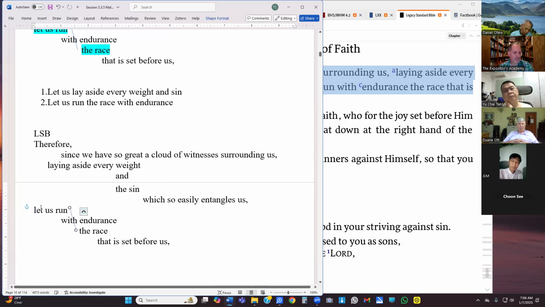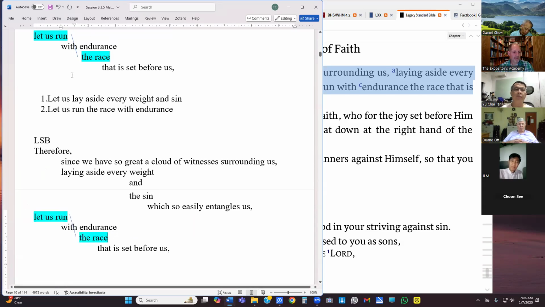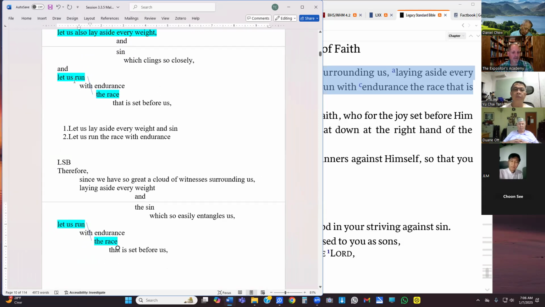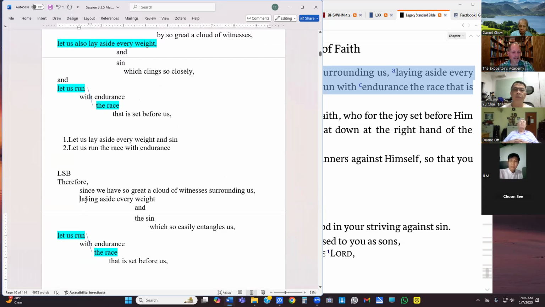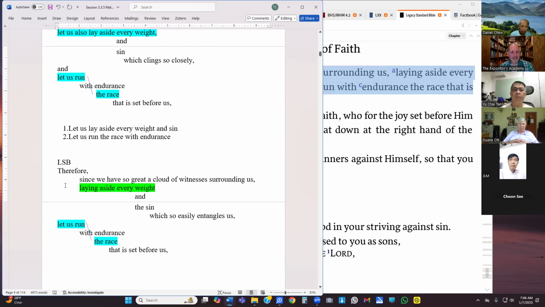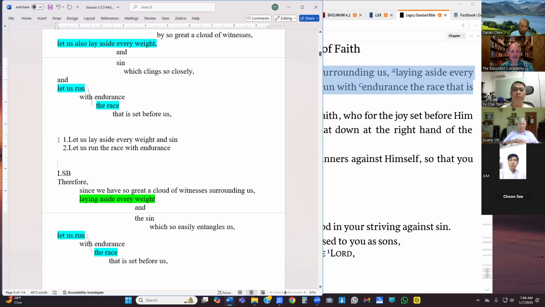Okay, so this second part, we have the independent clause, let us run with endurance, just like run the race, just like with the ESV translation. But notice the difference here: laying aside every weight is not translated as an independent clause. So in the LSB translation, you would not have two outline points, you would have only one.